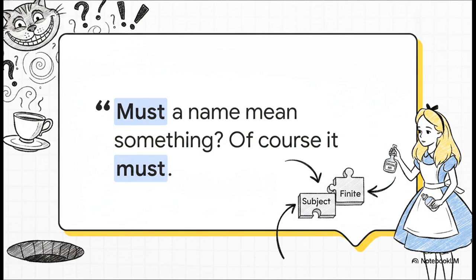We actually see this in action everywhere. Just look at this classic dialogue from Alice in Wonderland. We can watch exactly how the mood elements carry the entire argument forward, while the rest of the sentence is just elliptically dropped. "Must a name mean something?" "Of course it must." It and must, subject and finite. The entire debate shrinks right down to these 2 incredibly powerful syntactic blocks.